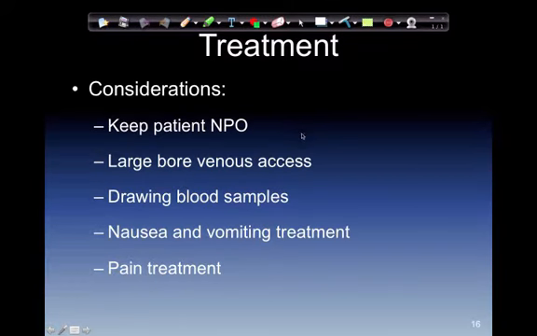Treatment considerations: keep the patient nothing by mouth or NPO. Large bore venous access capable of transfusing blood and correcting hypovolemia. Drawing blood samples, clotting times, and hematocrit for use preoperatively. Nausea and vomiting treatment, any kind of antiemetic, things like Zofran or possibly Phenergan. Patient treatment as far as analgesia, fentanyl, some kind of pain reliever.